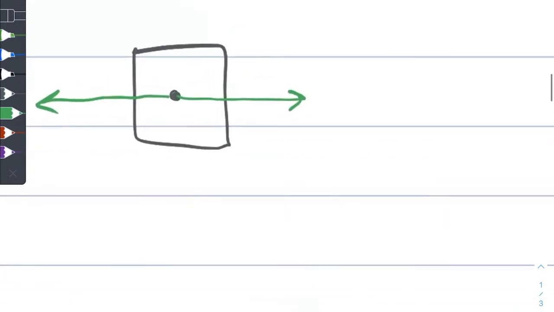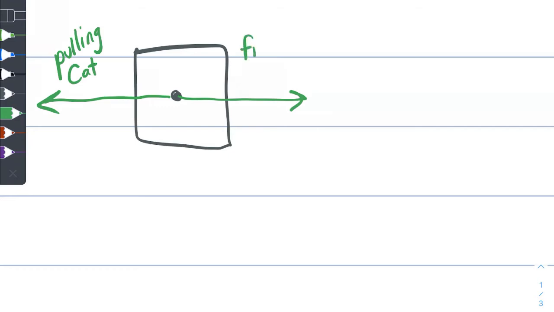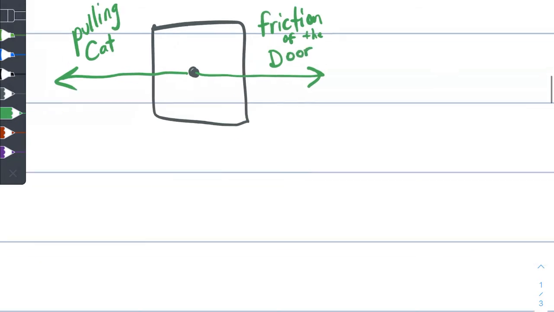So let's label our arrows here. We'll call this the pulling cat. Or it could be the pushing, because maybe it was pushing, pulling, whichever one. Well, regardless, it was moving in that leftward direction. The backwards direction would be the friction of the door. And the door wasn't letting the cat get through because it wasn't pulling hard enough yet.